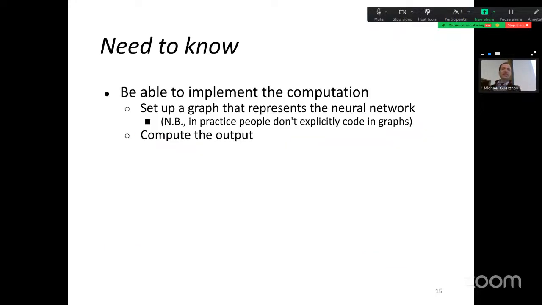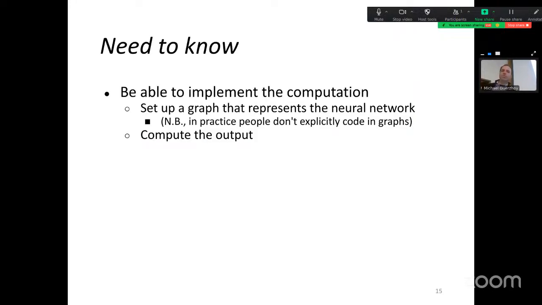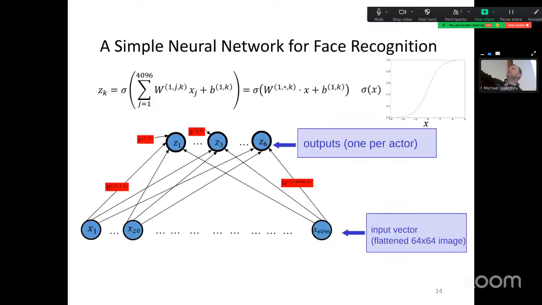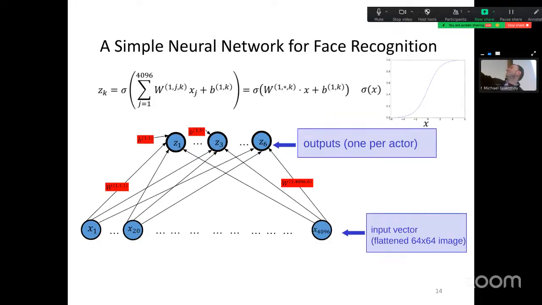So what you need to know, by the way, is you need to, in principle, be able to implement it. So maybe you set up a graph that represents this. We know how to set up graphs from last week. And then you compute it. In practice, for this, a graph would be too much. You probably just want to set up a for loop that just computes this sum, right?